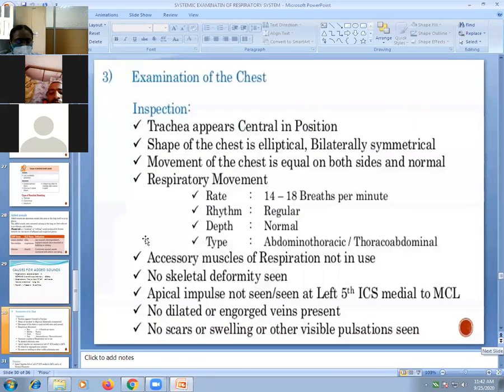Now you have to write down your findings, and this is the pattern to follow. On inspection, you write that the shape of the chest is normal, bilaterally symmetrical, movements of the chest are equal on both sides, trachea appears central in position, no use of accessory muscles, no skeletal deformity, apical impulse position if visible, no dilated veins, no engorgement, no scar, no swelling. So this is the method to write down your findings.